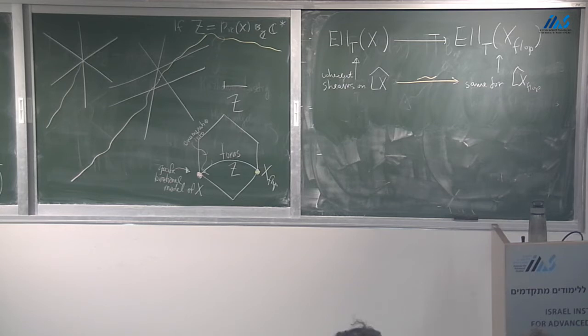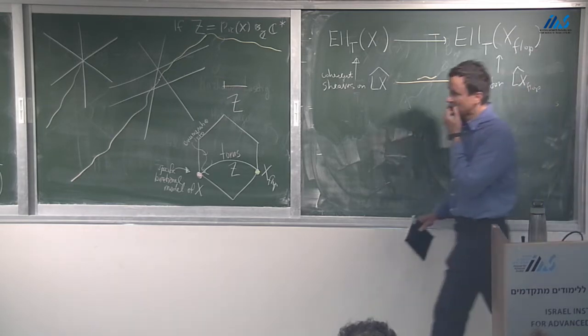Right. I expect to have additional. This relates to the K pi 1 question. Are these spaces K pi 1? I don't know if they're K pi 1 or not, but you can imagine something like this.